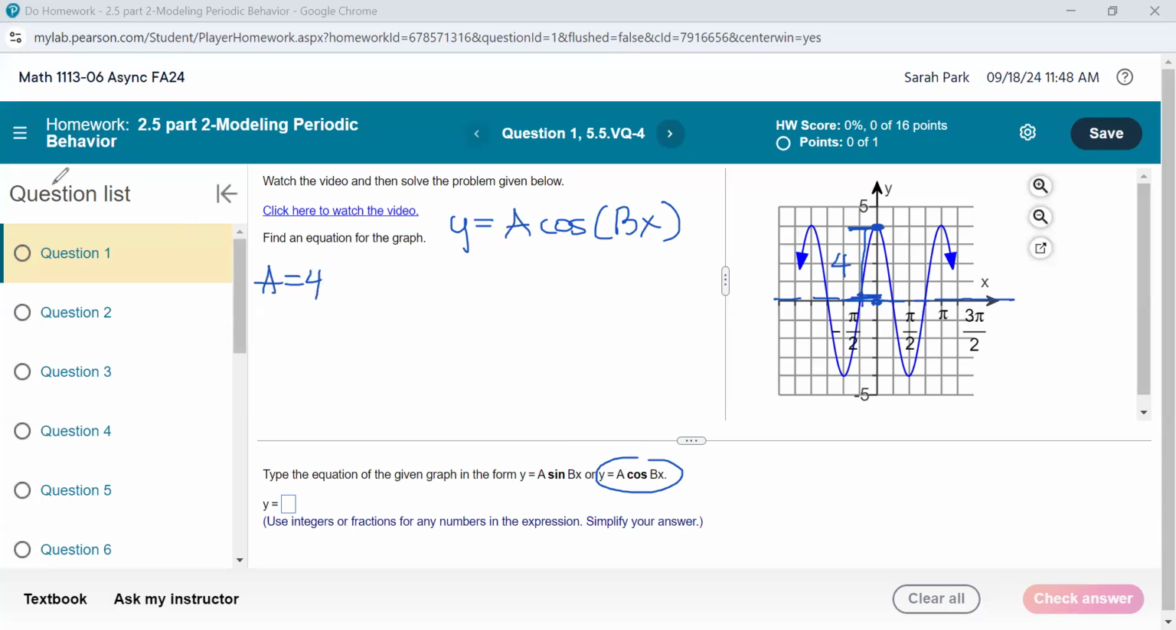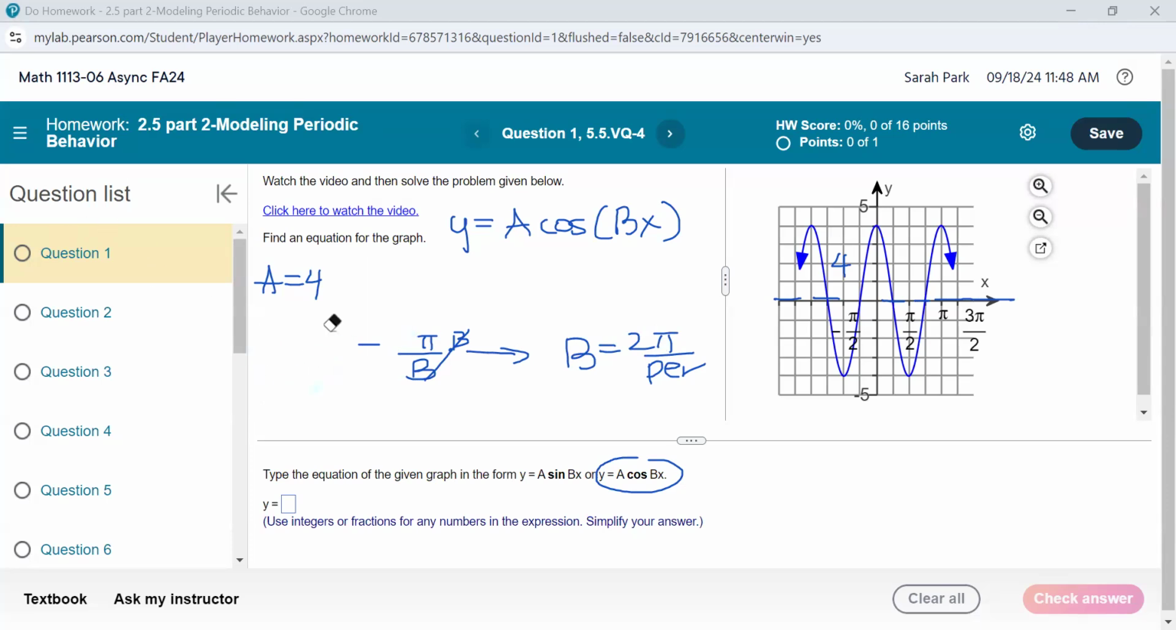Now, how do you find B? Remember the formula, the period is equal to 2 pi over B. Well, if I rewrote this, this can also be B is equal to 2 pi over the period, right? If I switched B around and multiplied B on both sides, then the B's would cancel, and I would divide both sides by the period.